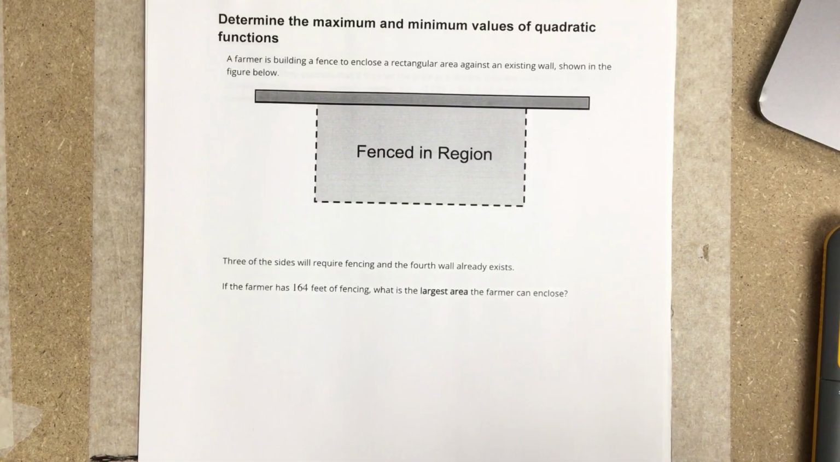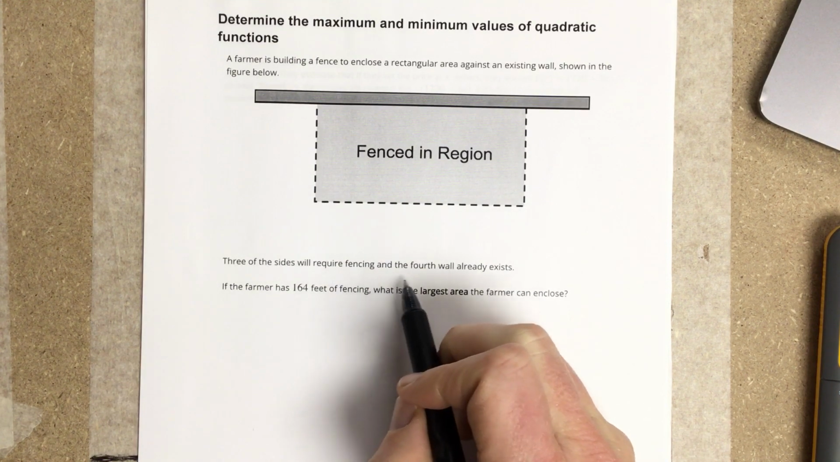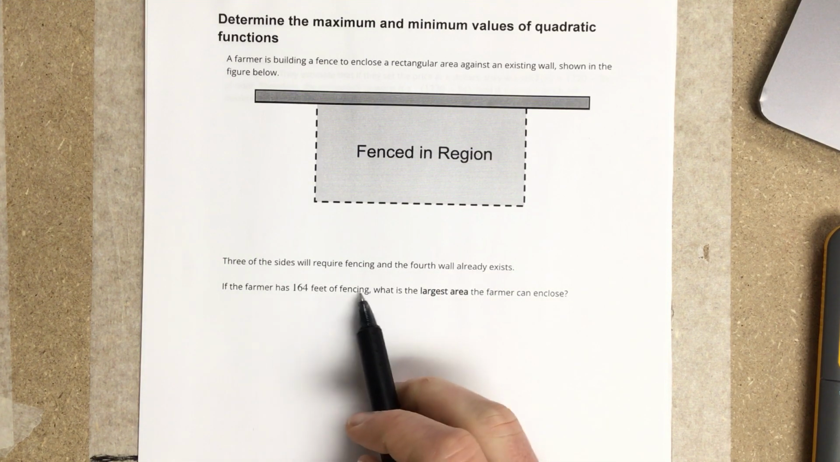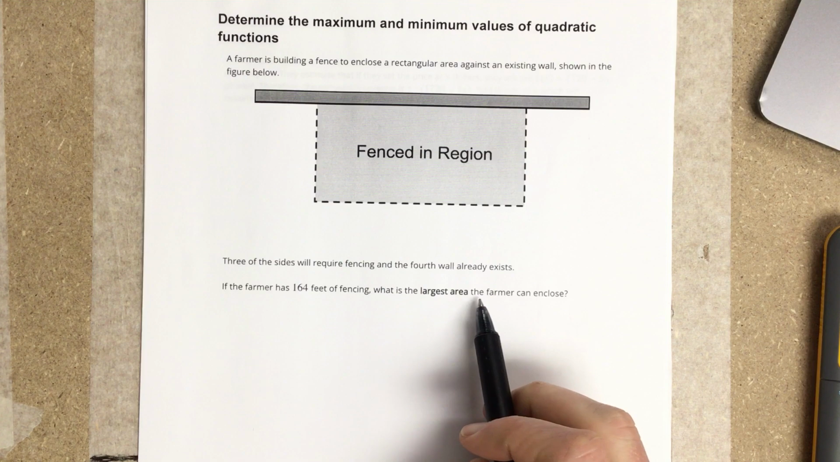In this video, we're going to determine the maximum and minimum values of quadratic functions. It says a farmer is building a fence to enclose a rectangular area against an existing wall, shown in the figure below. Three of the sides will require fencing, and the fourth wall already exists. If the farmer has 164 feet of fencing, what is the largest area the farmer can enclose?